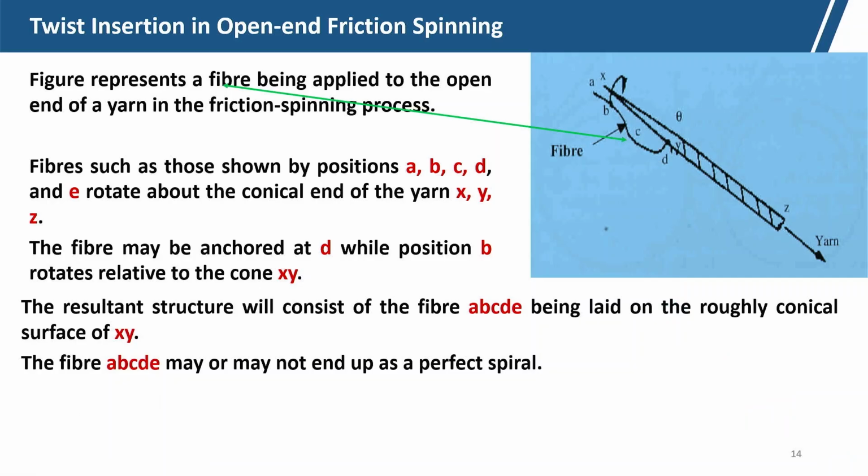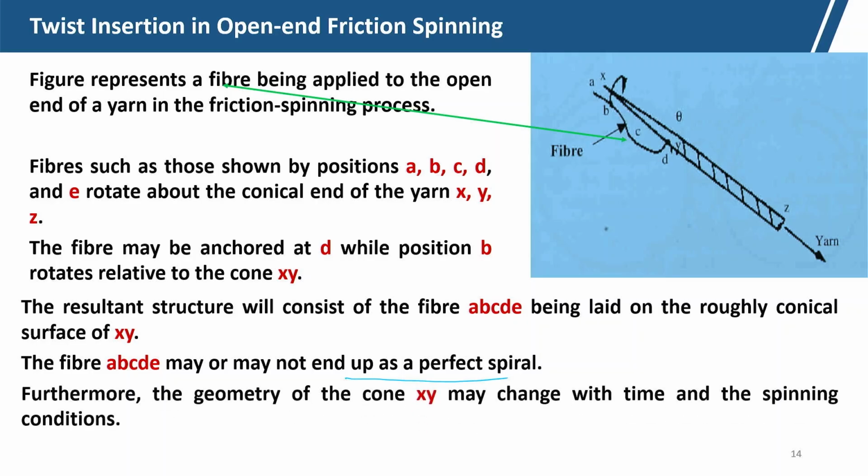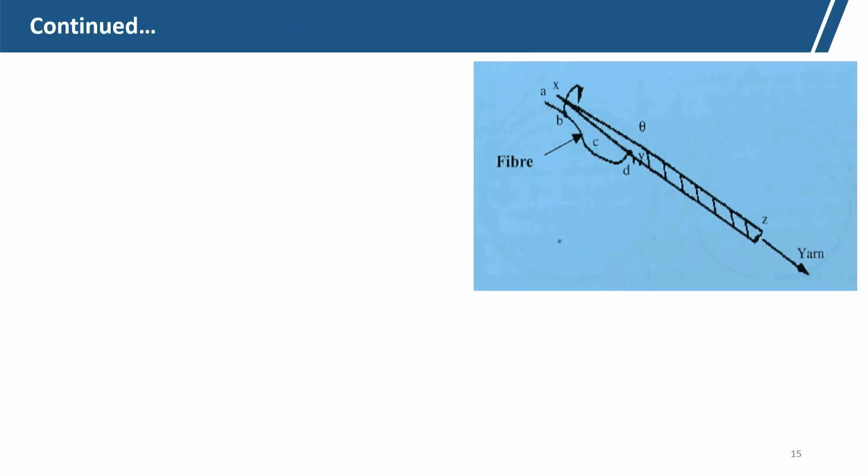Now, the fiber ABCDE may or may not end up as a perfect spiral. Furthermore, the geometry of the cone XY may change with time. So, this cone geometry will change with time and the spinning condition, that we will discuss gradually in the next section.